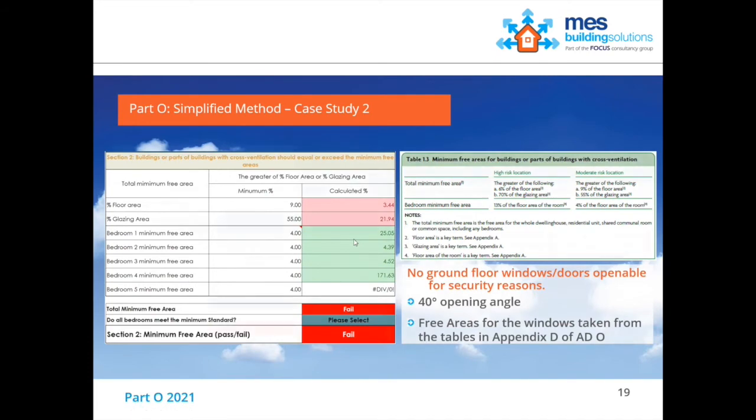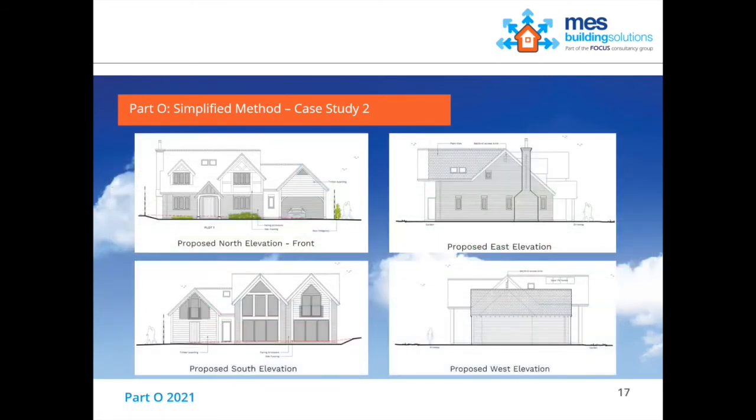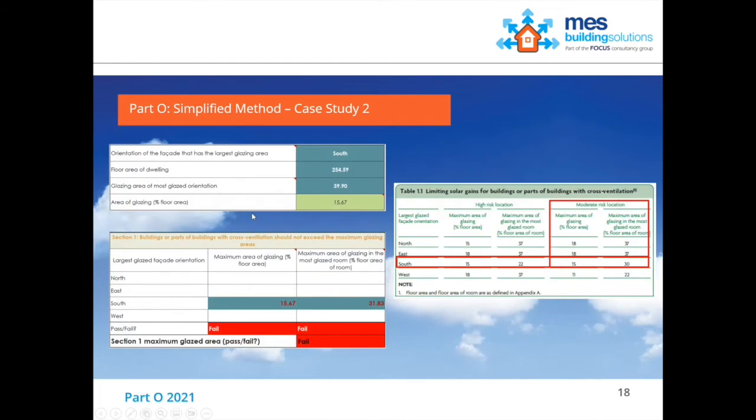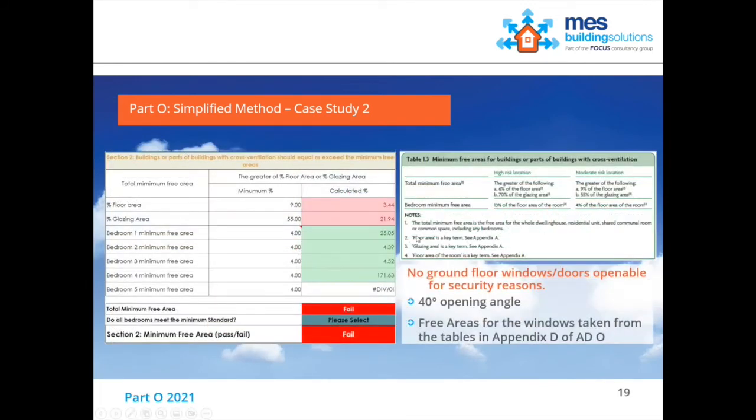Even the bedrooms at the front, where we've just got these two casements either side openable to 40 degrees, still give us plenty of free area. But again, looking at it overall, we can see there are large areas of glazing that can't be opened. It all faces south. So essentially, the simplified approach confirms roughly what you'd expect looking at the drawings in this case.